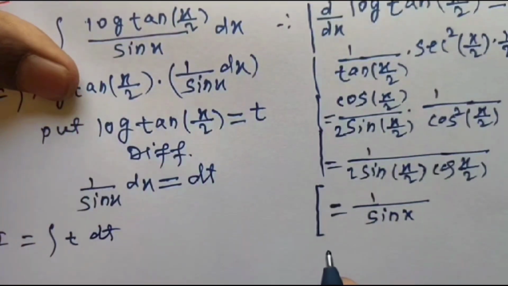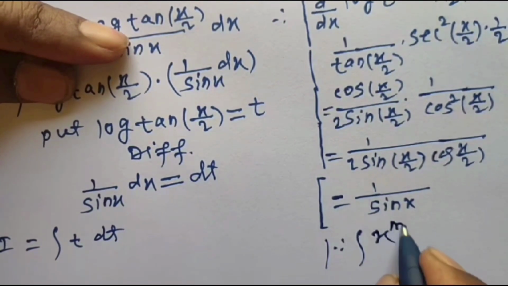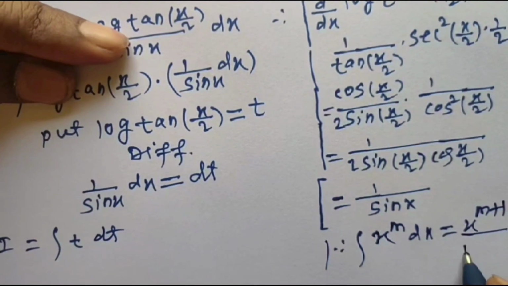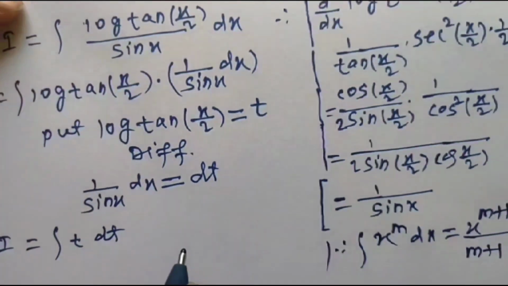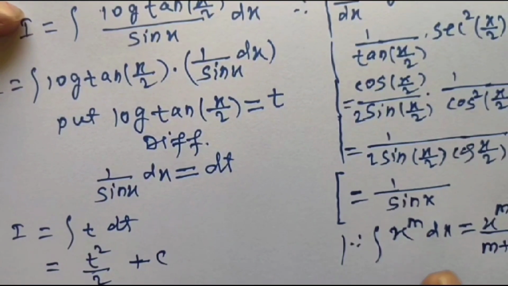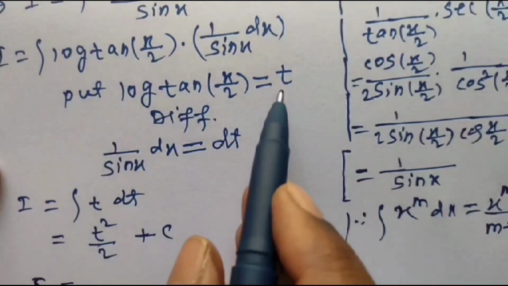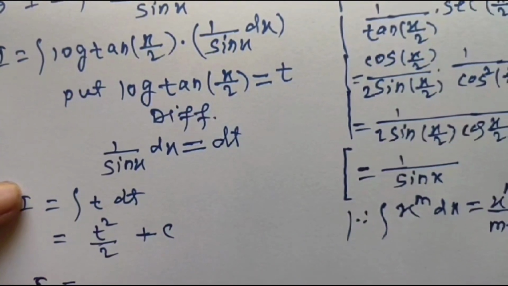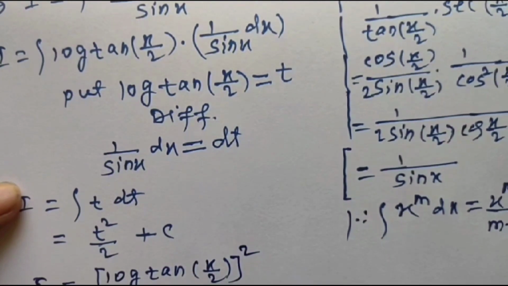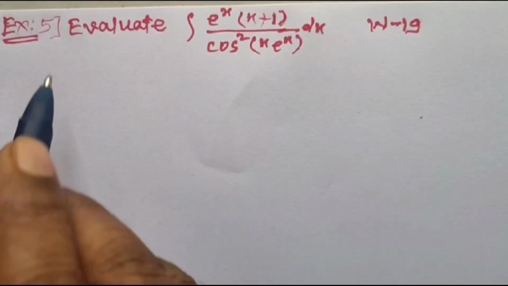And the standard formula of integration, the integral of x to the power m with respect to x is equal to x to the power m plus 1 divided by m plus 1. This is an algebraic function. So the integral of t is t square divided by 2 plus integral constant c. Hence I is equal to, t is the new variable, you can replace t by log of tan of x upon 2 from here. So log of tan of x upon 2 squared, divided by 2, plus integral constant c. This is the solution. Let us evaluate sum number 5.